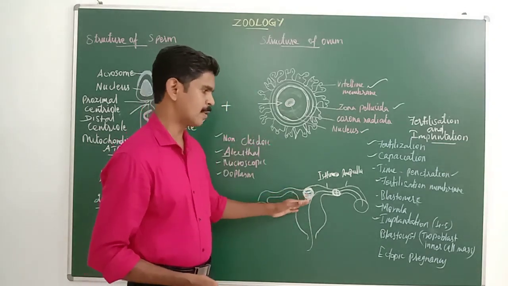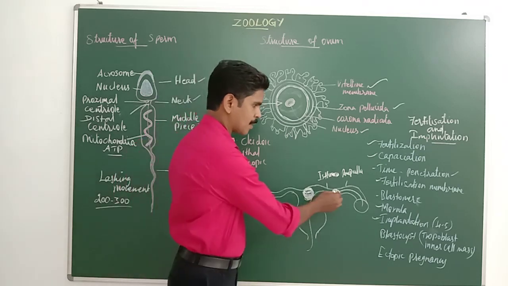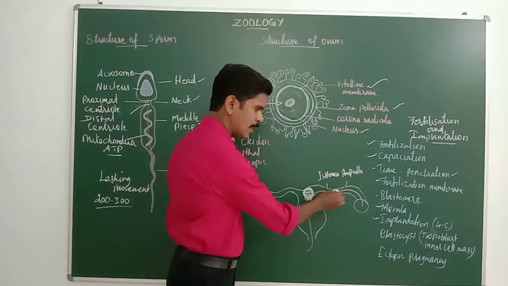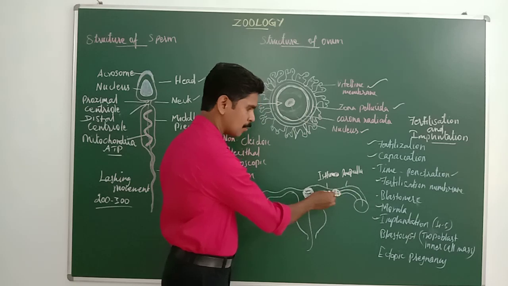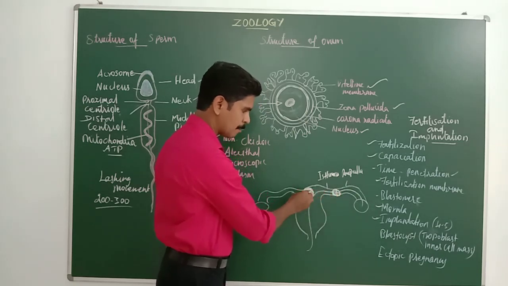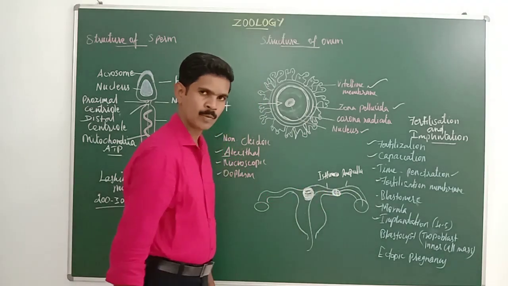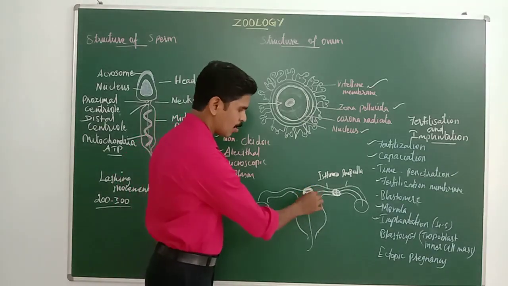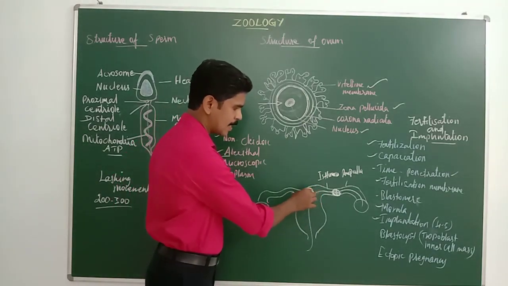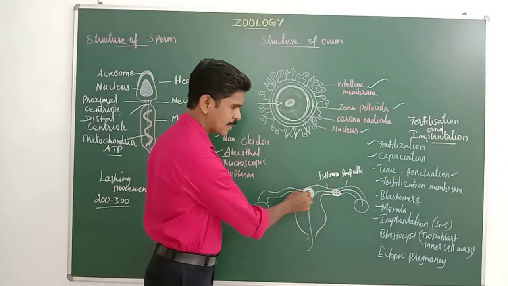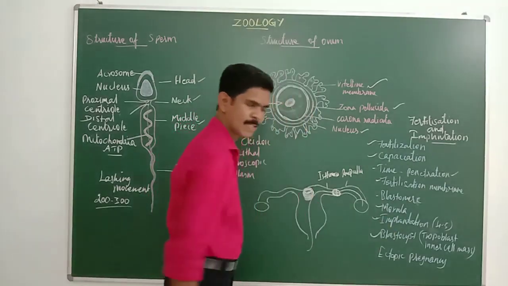So once again, let me repeat all these points. After 4 to 5 days, slowly the morula moves to the uterus and is implanted in the wall of the uterus. When it is attached to the wall of the uterus, a hollow space is formed inside. This hollow space is called the blastocyst.